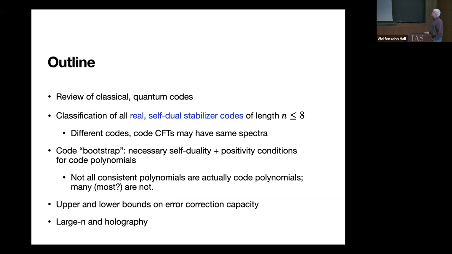So here's what I'm going to do. I'll start with a brief review of classical and quantum codes, and I'll give a little more detail on the quantum. I won't assume that you know what a quantum stabilizer code is. I'm actually not going to say that much about this, but I will touch on this classification we've given of real self-dual stabilizer codes of length up to 8 based on our construction. And one observation there is we find many different codes and associated CFTs that are isospectral, have exactly the same spectrum.